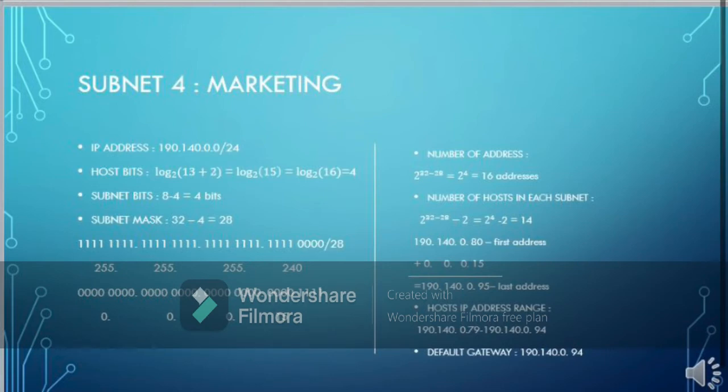And then to get the number of hosts in each subnet, we use this formula, 2 power of 32 minus 28 minus 2, and we get 2 power of 4 minus 2 equals 14. So there are 14 hosts in each subnet. So here's the first address, and to get the last address is to add the first address with the wildcard using the AND operation, and then we can get the host IP address range, which is 190.140.0.79 until 190.140.0.94, and the default gateway is 190.140.0.94, which is from the last address of the range.